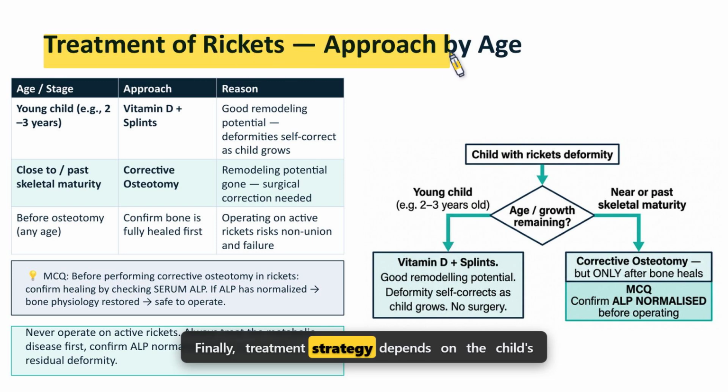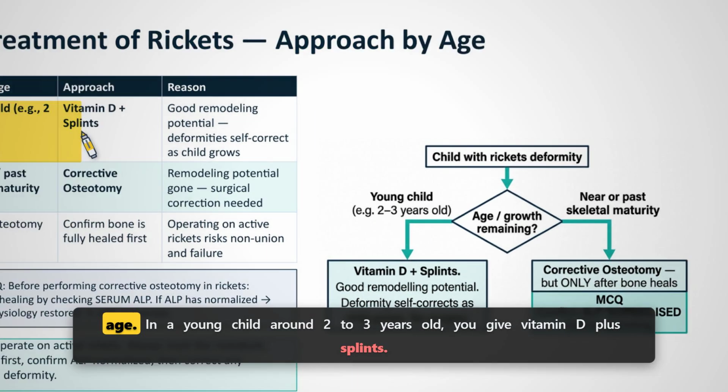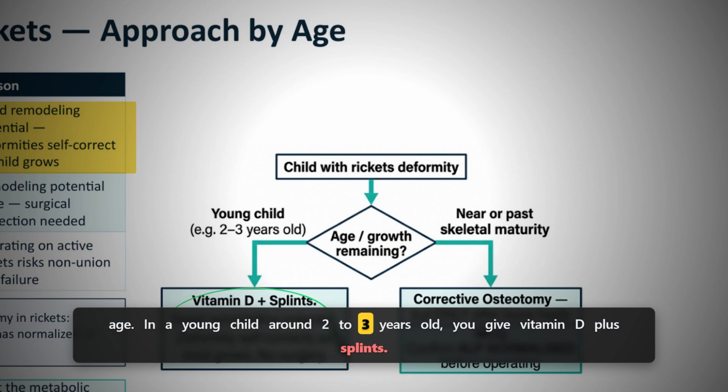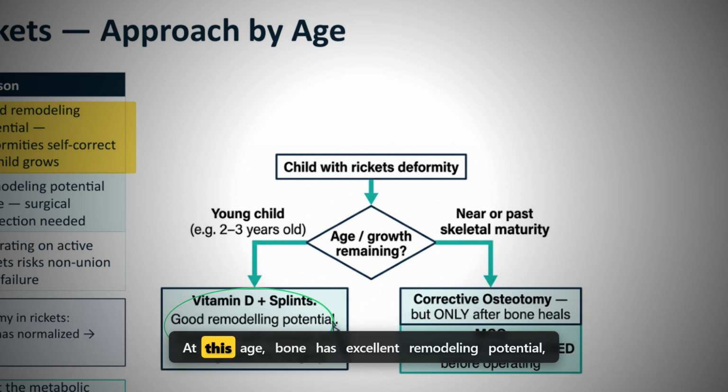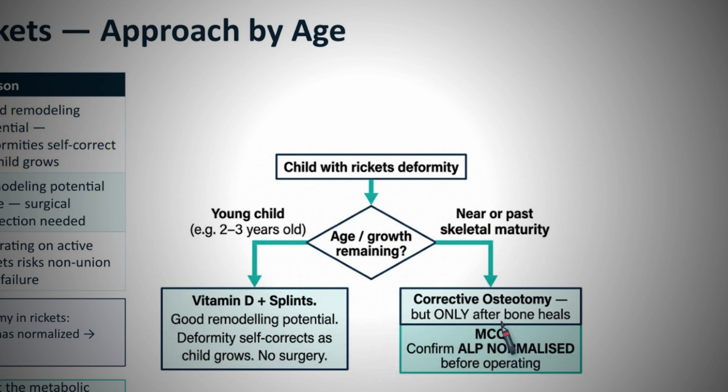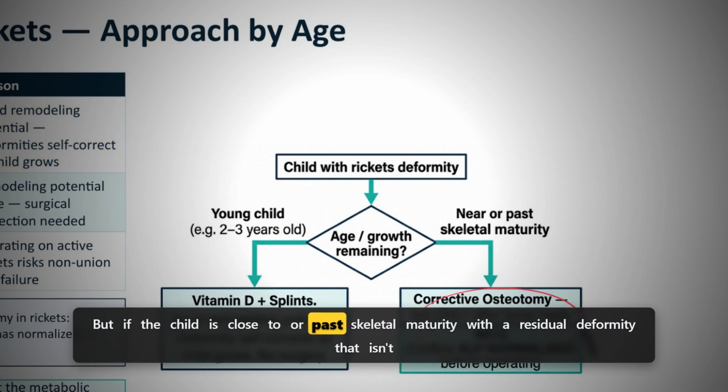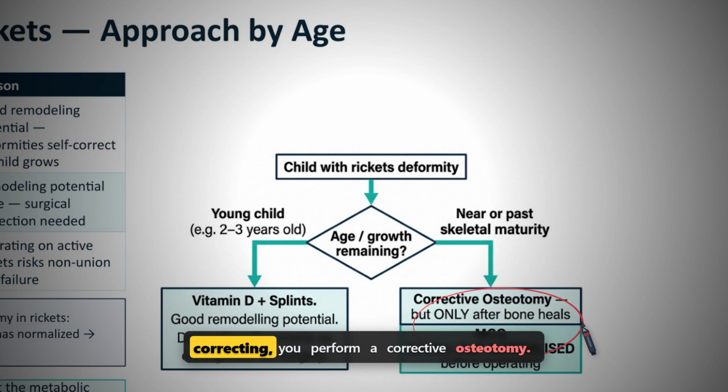Finally, treatment strategy depends on the child's age. In a young child around 2 to 3 years old, you give vitamin D plus splints. At this age, bone has excellent remodeling potential, so deformities will self-correct as the child grows. No surgery needed. But if the child is close to or past skeletal maturity with a residual deformity that isn't correcting, you perform a corrective osteotomy.